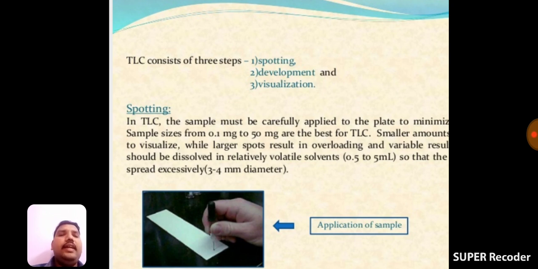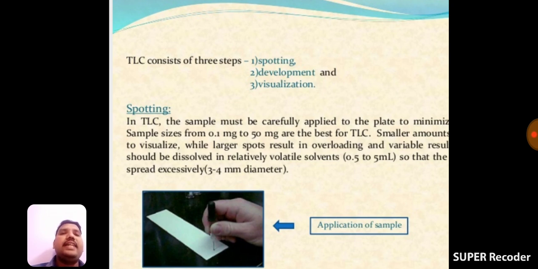In TLC, the sample must be carefully applied to the plate to minimize spot size. Sample sizes from 0.1 milligram to 50 milligrams are the best for TLC. Smaller amounts are harder to visualize, while larger spots result in overloading and variable results. Samples should be dissolved in relatively volatile solvents, 0.5 to 5 ml.